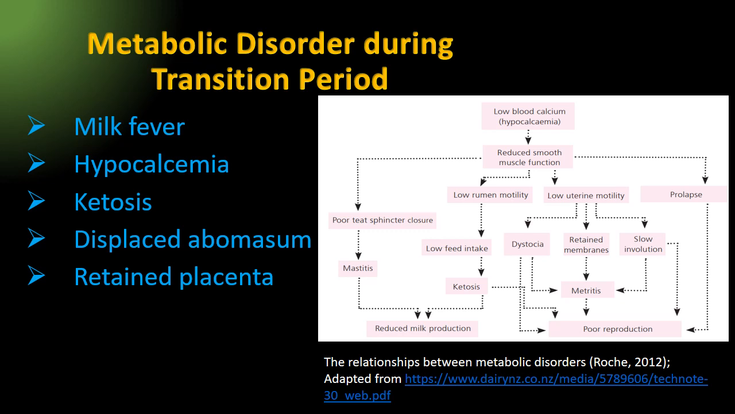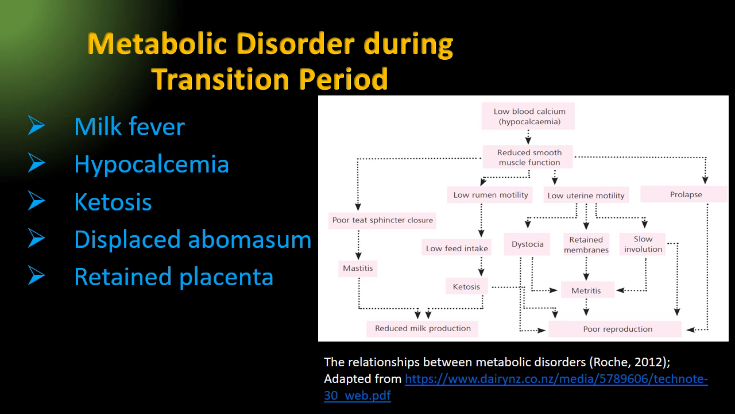Just look at this. Simply the low blood calcium or hypocalcemia reduces the smooth muscle function, and it is related to poor teat sphincter closure that results in mastitis and ultimately low milk production. Reduced smooth muscle function due to low calcium might cause prolapse, and that leads to poor reproduction.